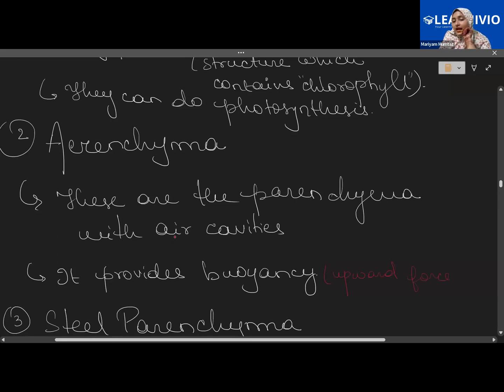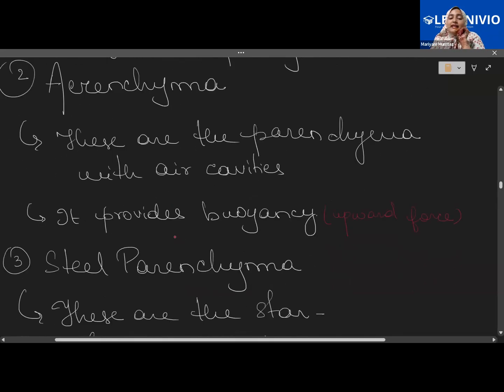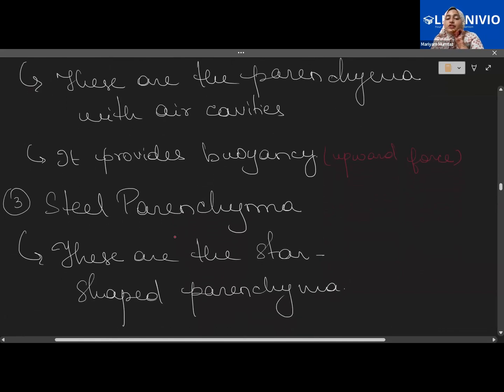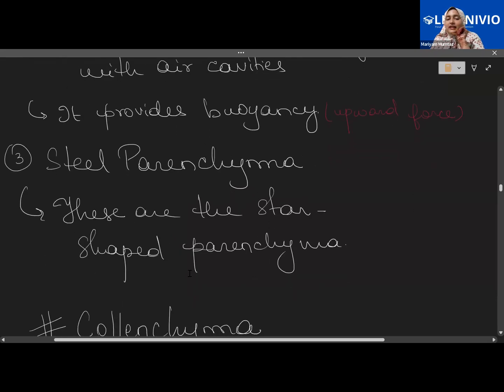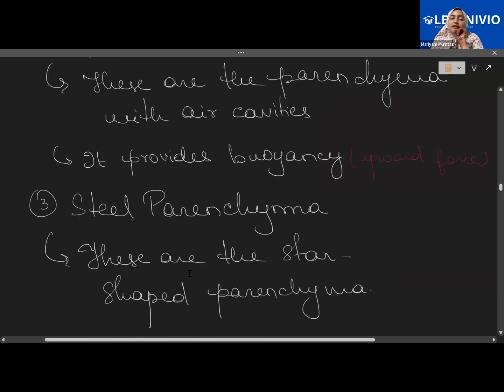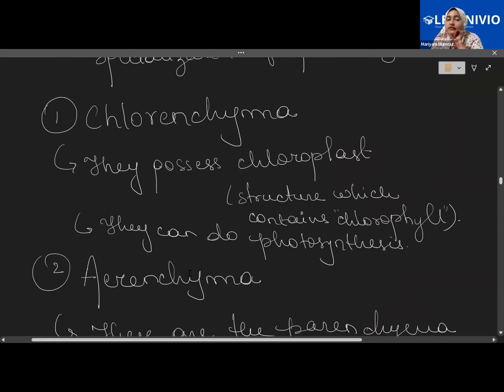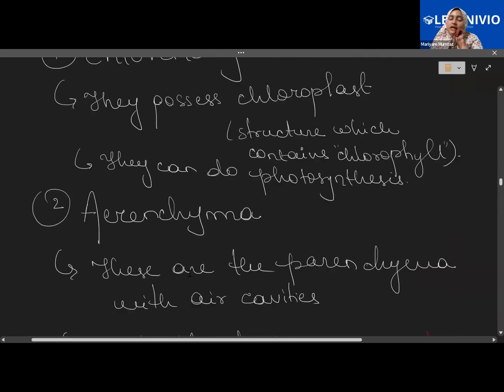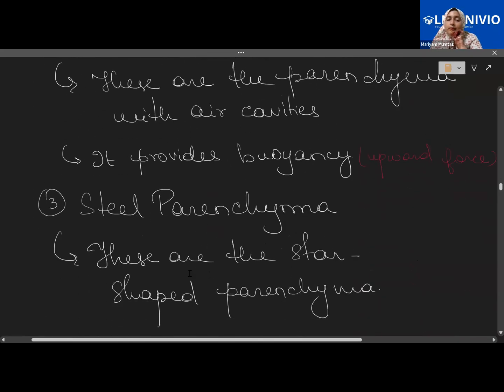Upward force, and because of this upward force, the plant does not sink. Lastly, there is a third modification of parenchyma, that is steel parenchyma. So these are the star-shaped parenchyma, like their shape is in the form of a star. So these are the three different kinds of modifications that we saw of parenchyma itself: chlorenchyma, aerenchyma, and steel parenchyma.